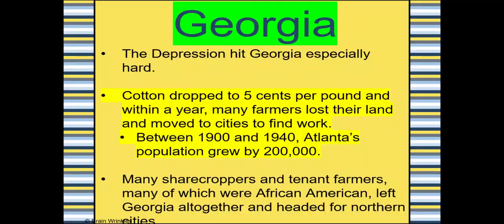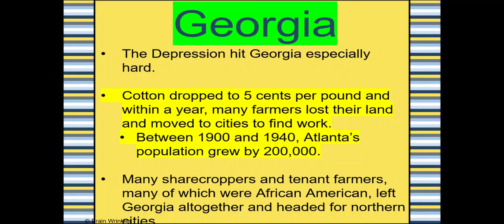So in cotton specifically, in Georgia, cotton dropped to 5 cents per pound, and within a year, many farmers lost their land and moved to cities to find work. So they moved to cities like Atlanta. Atlanta's population grew tremendously during this time, and it grew to about 200,000 people.